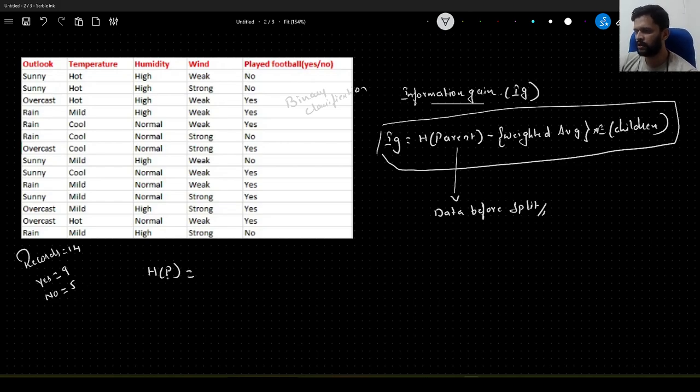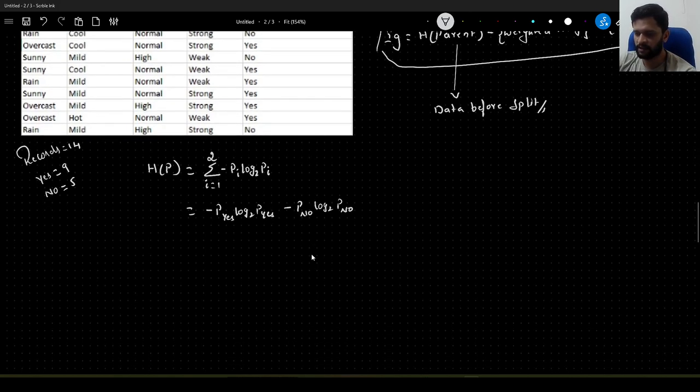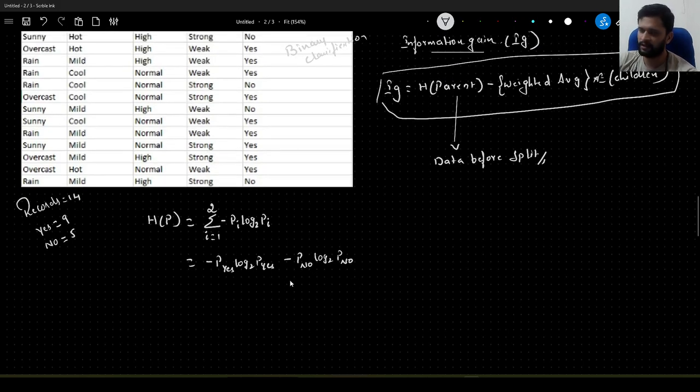Now, in order to compute the entropy for this data set, I'll write that formula again. i is equal to 1 to 2, we have two classes, right? So minus p_i log to the base 2 of p_i. If I expand it, minus probability of yes times log 2 of the probability of yes, minus probability of no multiplied by log 2 of the probability of no. Using this data set, we will plug in the values.